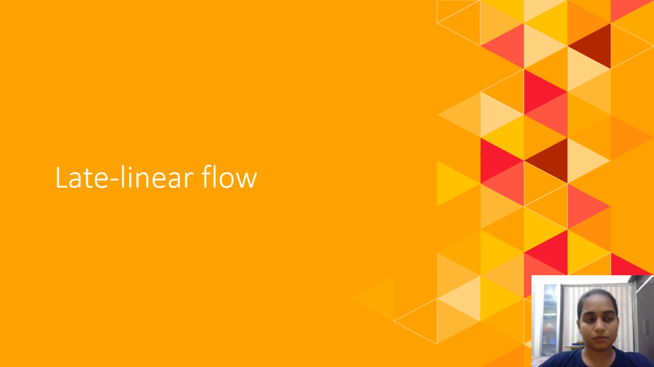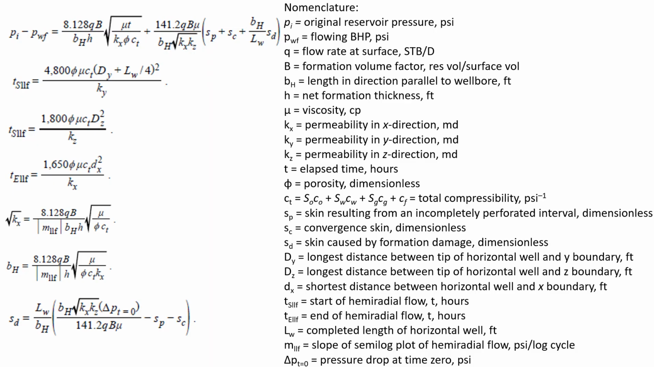Late linear flow. The governing equation for late linear flow is given by equation 1. The late linear flow regime starts after the pressure transient has reached the boundaries in the z and y directions, and the flow behavior with regard to these directions has become pseudo-steady state.